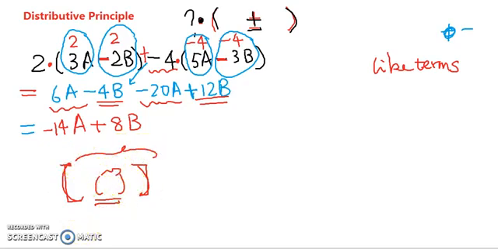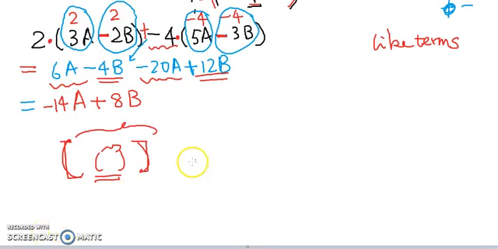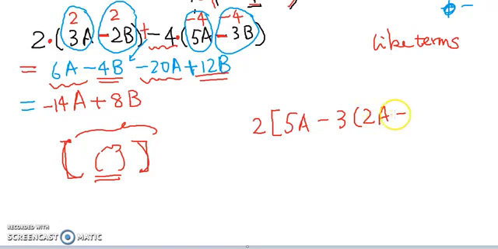Okay, so we can look at the example. So we're going to do 2 times 5a minus 3 times 2a minus b. So parentheses and brackets, for between the number 2 and the brackets, we know it's multiplication. And between the number 3 and the parentheses, we know it's also multiplication. For each pair, we've got to use the distributive principle.